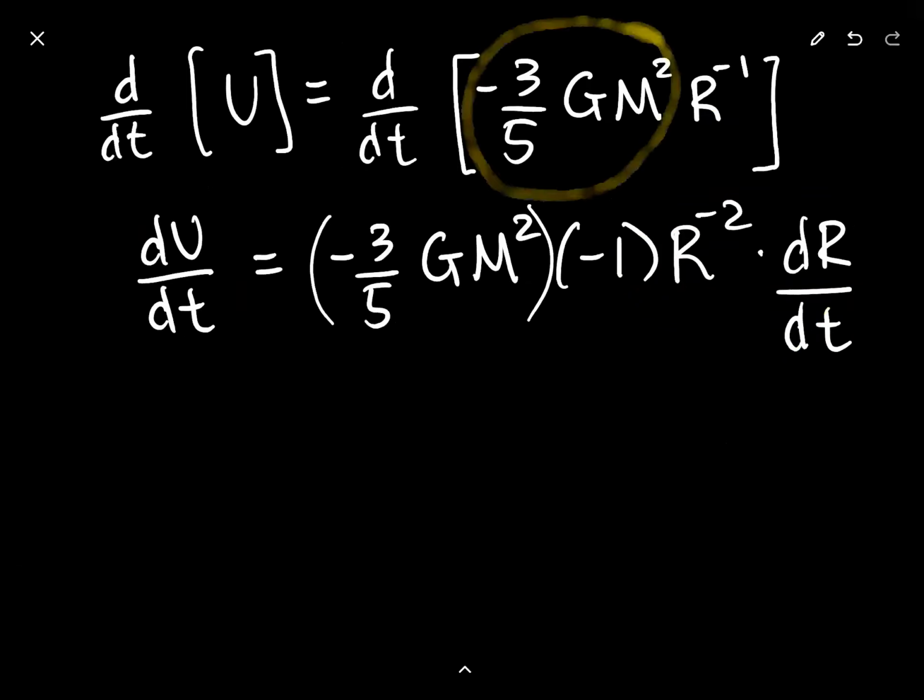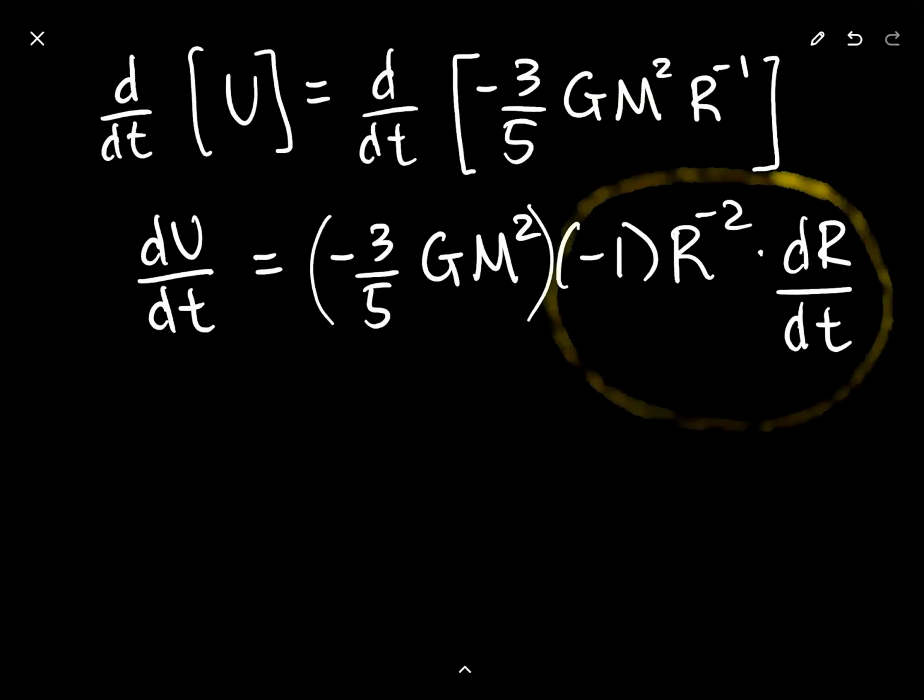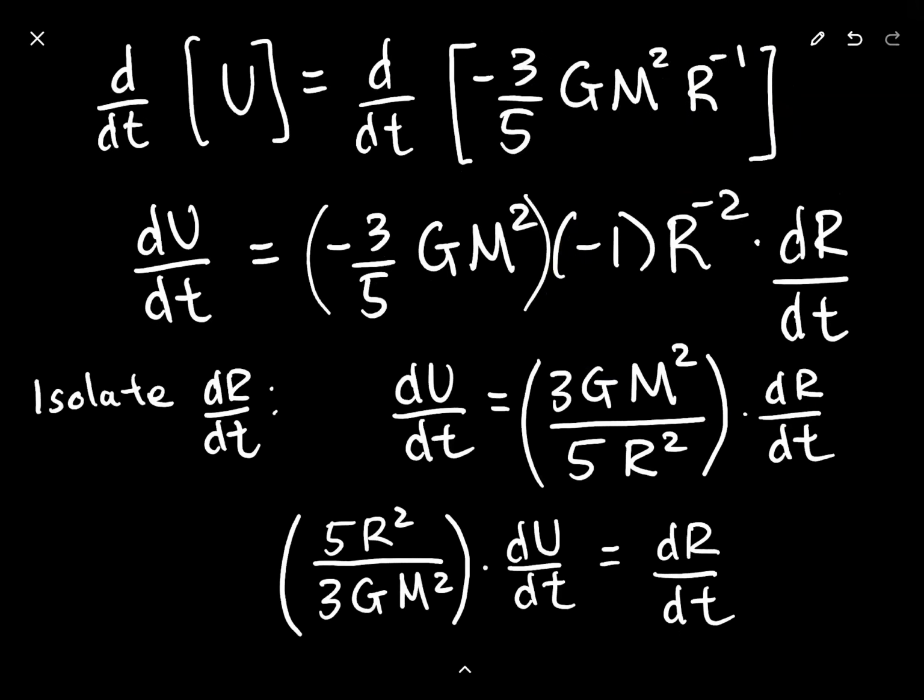On the right, minus 3 over 5 GM squared is a constant, so we'll keep it in the front. And then we'll take the derivative of r to the negative 1. It will be negative 1 r to the minus 2 dr dt. So here we can simplify, negative will be positive, and r to the minus 2, I'll bring it in the denominator. When we want to isolate dr dt, we'll just multiply by the reciprocal. 5r squared over 3GM squared dU dt will be dr dt.